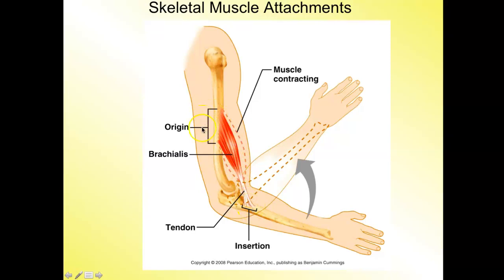If the origin is still, it's not moving anywhere, and the muscle gets shorter, then what needs to happen? Then the insertion moves towards the origin. So the action is what's happening when that muscle contracts. In this example here, we have elbow flexion. We have the elbow coming up and closing off that joint angle, making that joint angle smaller. So that's what happens. So origin, insertion. Action is the main action that the muscle creates.